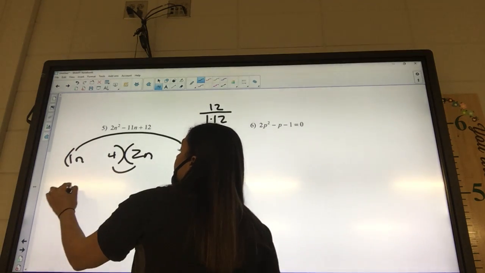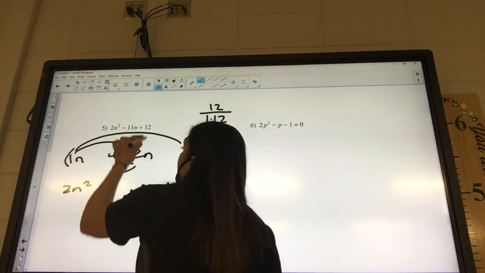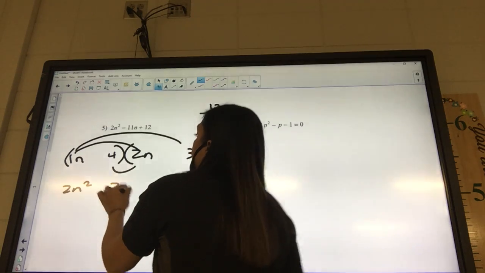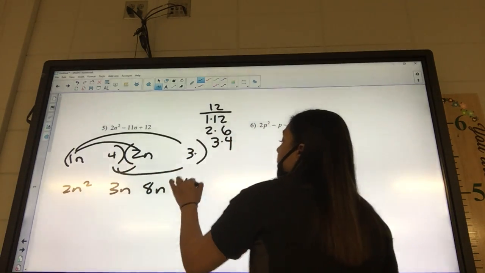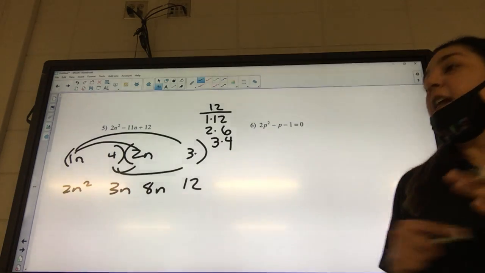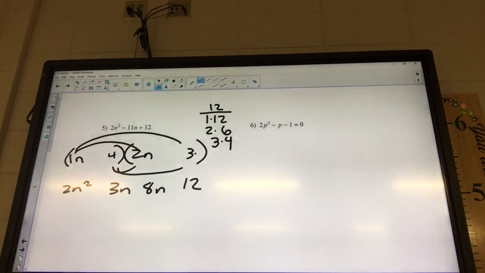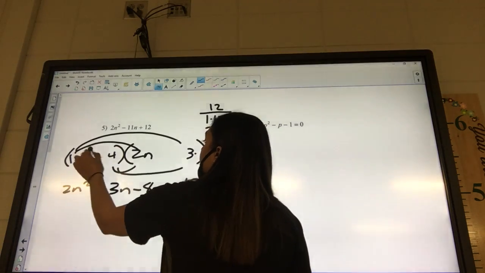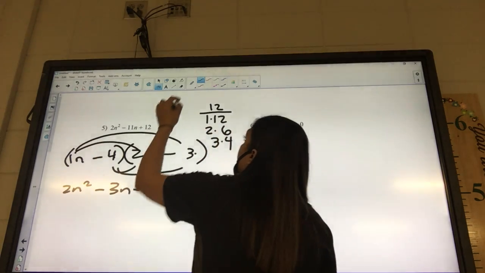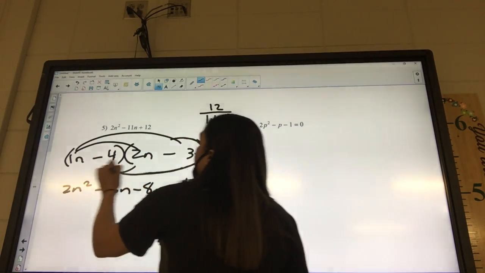Okay, so we're going to have 2n squared. The outer is going to be 3n. The inner is going to be 8n. And then the last is going to be 12. Okay, how could I get a negative 11? Negative 3, negative 8. Yeah, and we leave it.